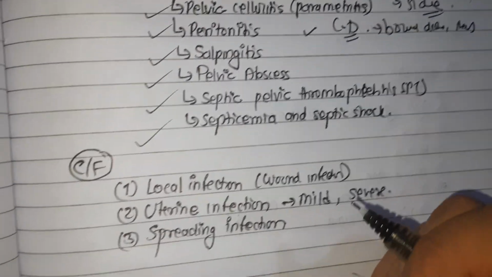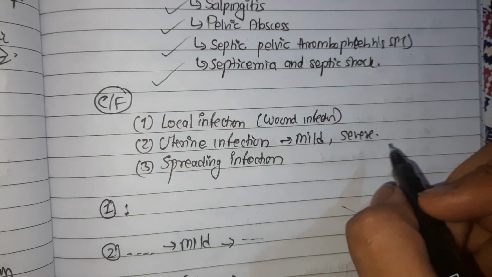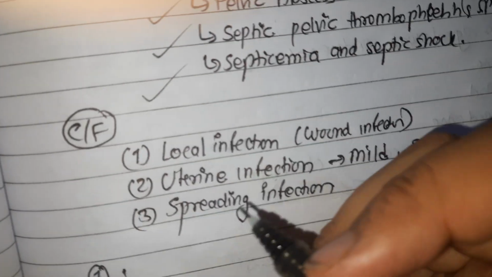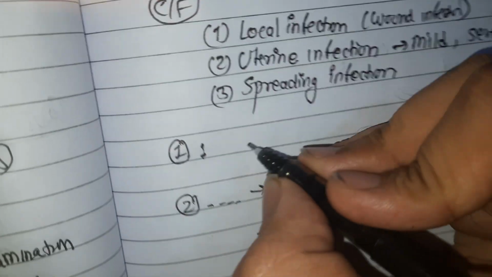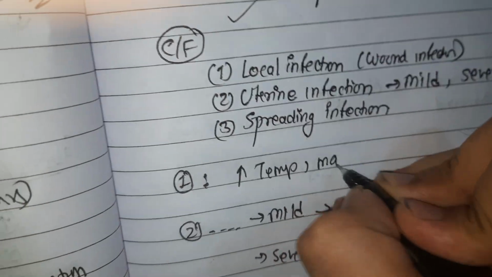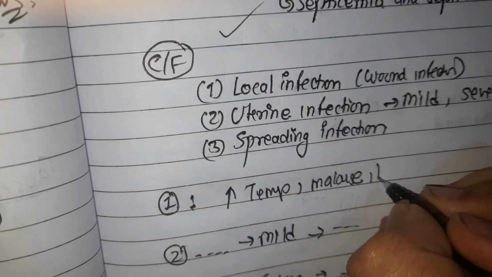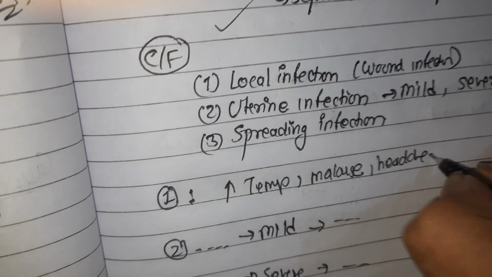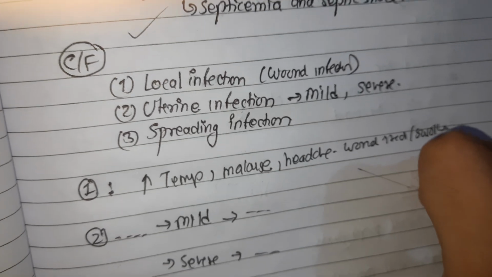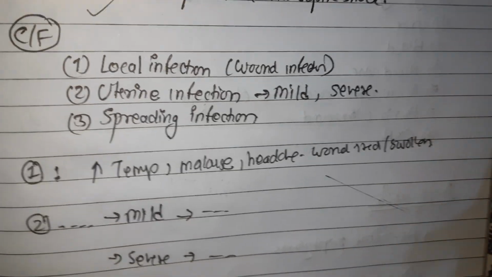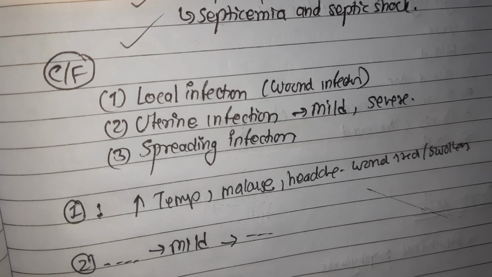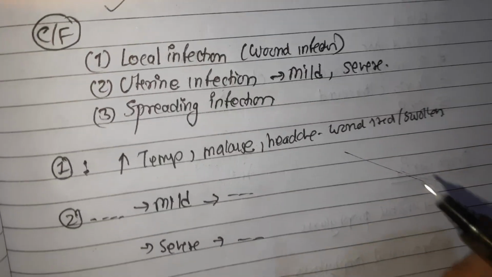And the clinical features are local infection, uterine infection, mild or severe, and spreading infection. As we have already said, in local wound infection, there is rise in temperature, generalized malaise, or there may be headache. The wound is red and swollen. The pus may form, which leads to disruption of the wound, and with severe or acute infection there is high rise of temperature with chills and rigor.